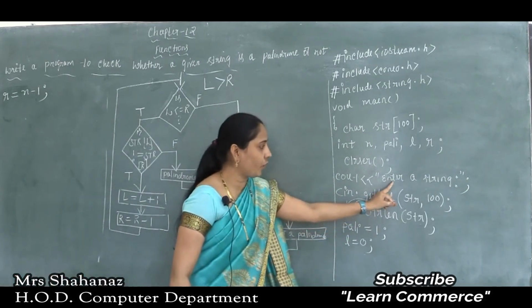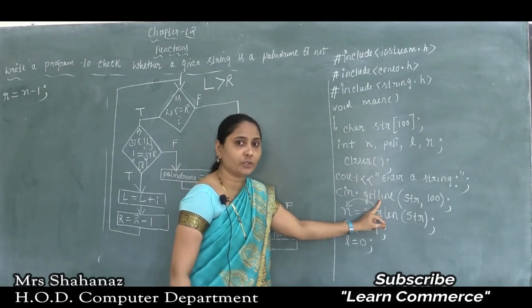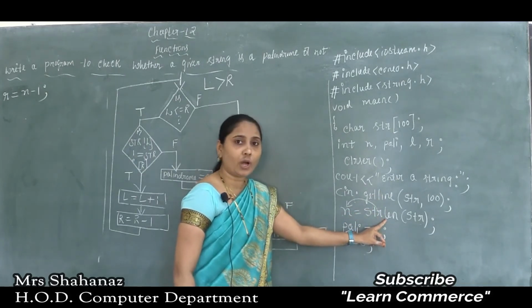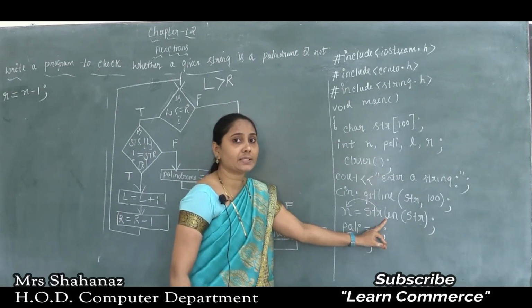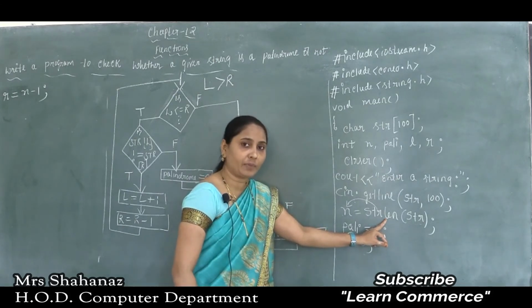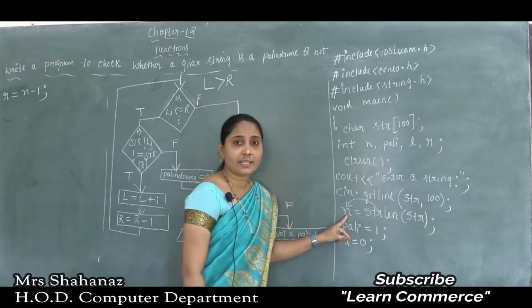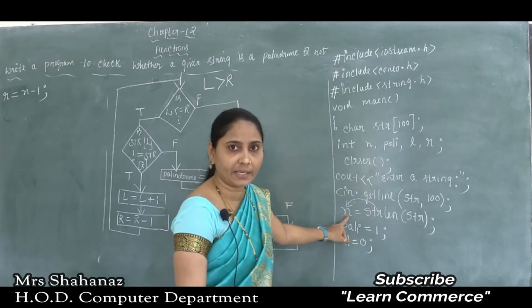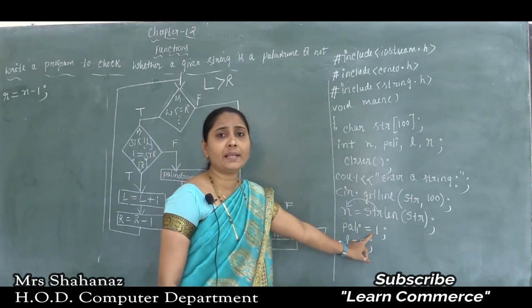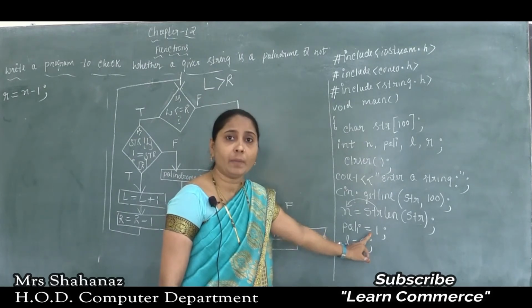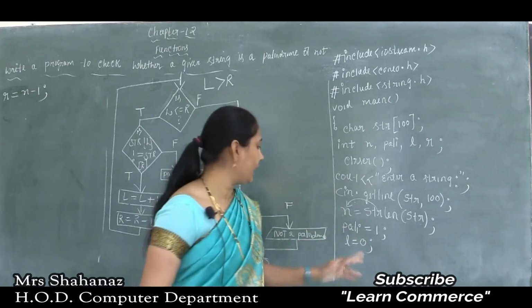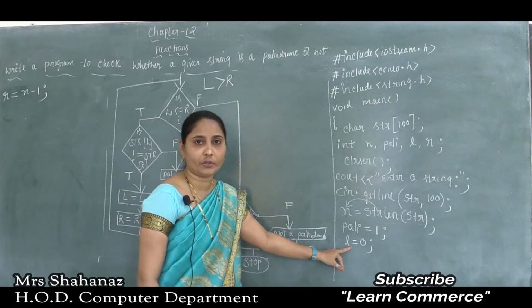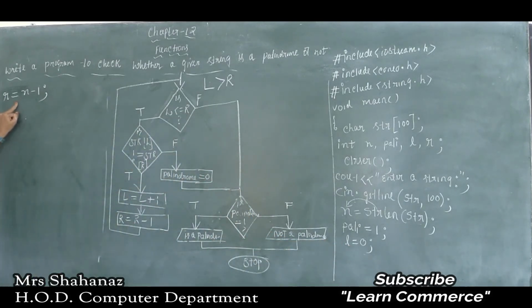Correct? So first of all, enter a string. You have to enter some string through the keyboard, and later it is going to count the number of characters in the string we entered. After finding it, it is going to initialize that number of characters into the variable n here. As we know, Pali is equal to 1 means the given word is a palindrome, and to compare the first character with the last character, we need to initialize L value is equal to 0, and R is equal to n minus 1.